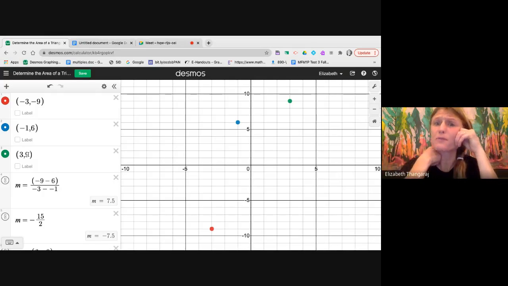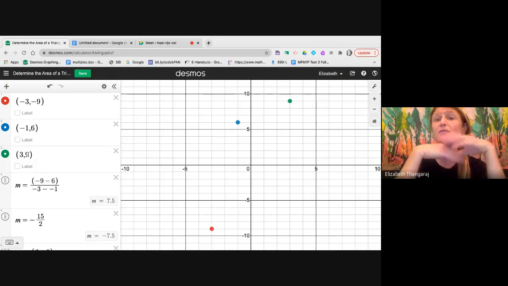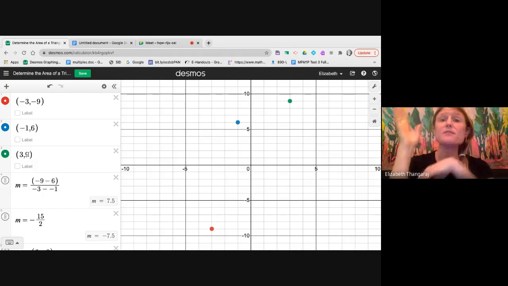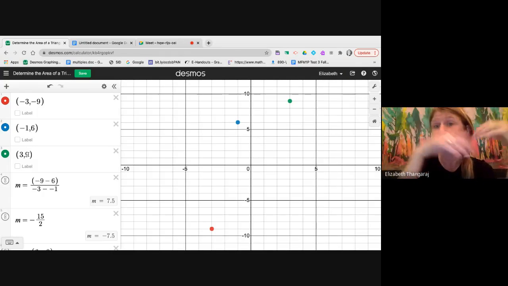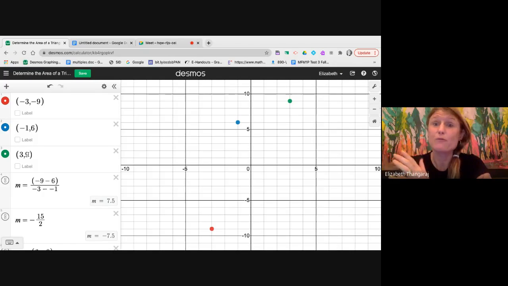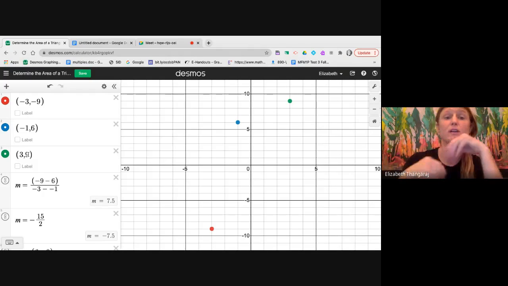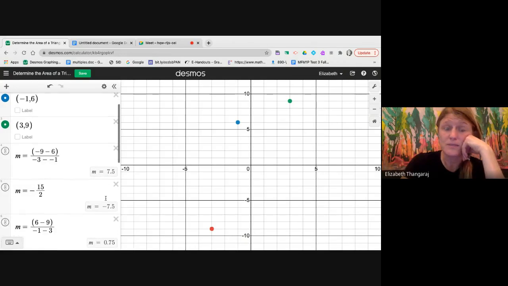We've talked about the first step being checking to see if it's a right angle triangle, because if it's a right angle triangle, it's much easier to find the area. So we're going to check to see if we're lucky, see if this is a right angle triangle. I have found the slopes. I found the slope first between the red point and the blue point, and I have found that the slope is -15/2 between the red and the blue point.